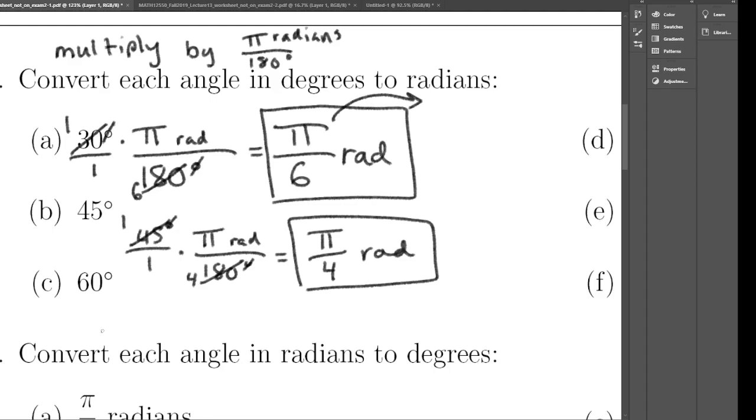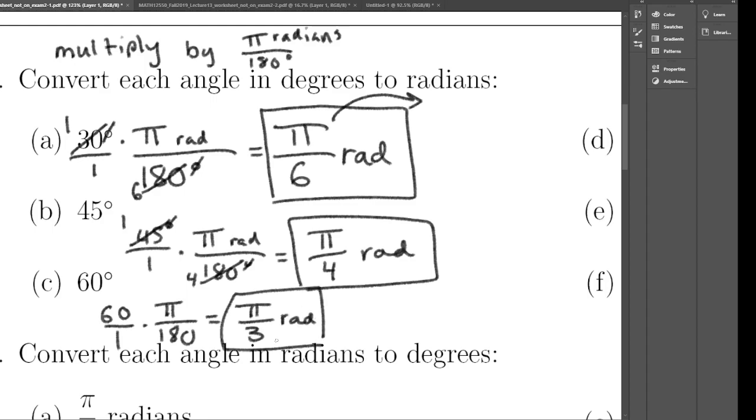This last one down here, we do 60 over 1 times pi over 180. You can see, again, I'm not actually doing my units here, but you can if you want to continue doing that. 60 and 180 simplify down to 1 over 3, and so this becomes pi over 3 radians. Notice that even though I didn't use units while I was working, I used them in my answer.